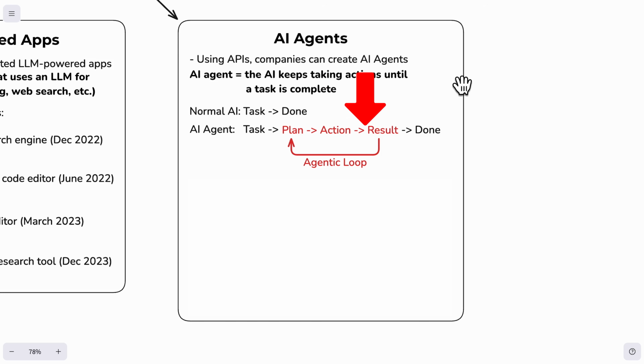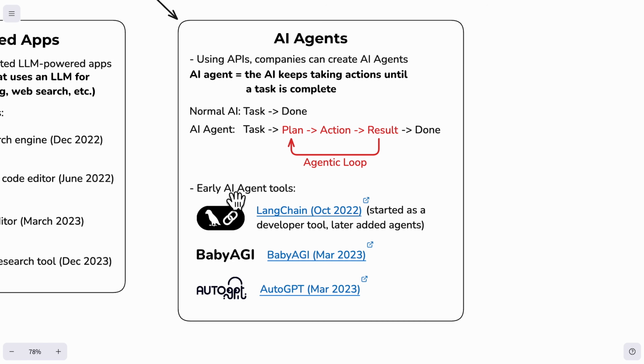And it keeps going like this in a loop until the task is done. So this loop is called the agentic loop. Some of the early AI agent tools were LangChain, Baby AGI, and AutoGPT. All of these used APIs to coordinate the AI and make it do this agentic loop.